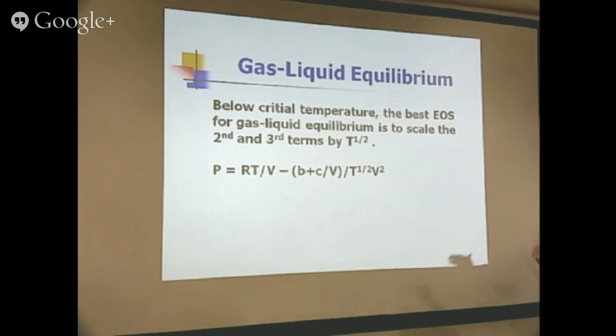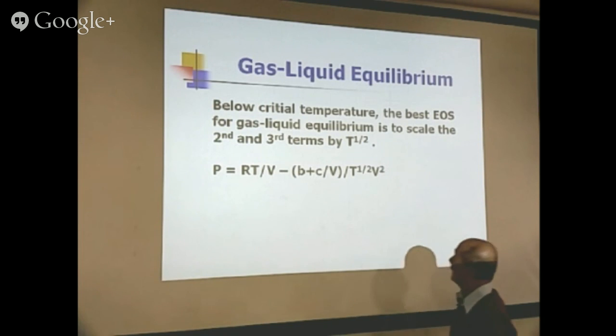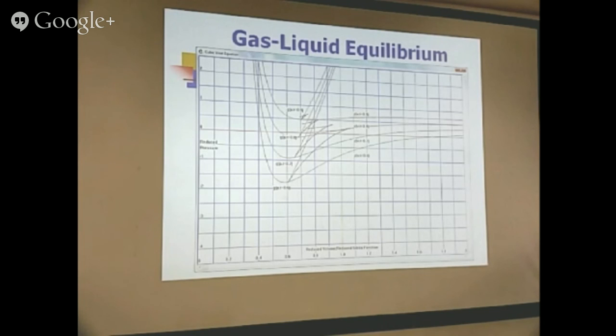So that Z plot is above the critical temperature. Below the critical temperature, gases start to condense. And to account for the gas-liquid equilibrium accurately, I need to scale these two terms by a factor of square root of T. Okay, why? I don't know. It's just that I try to fit the data, and you need to scale the equation.